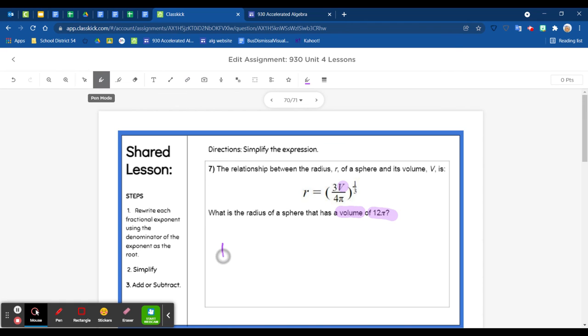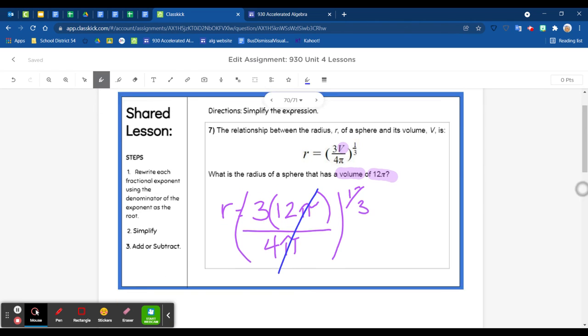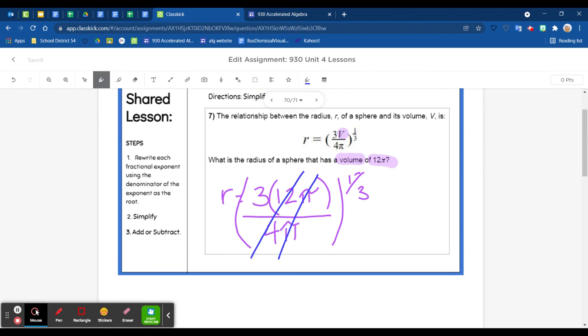So we're going to rewrite the radius. The radius is equal to 3v, but instead of v, now I'm using 12 pi, over 4 pi, all to the power of 1/3. And we're going to simplify this the most that we can. Well, I know that any number divided by itself is going to equal 1. So that means that pi over pi is going to equal 1. I know that 12 over 4 equals 3. So now what I'm really doing is 3 times 3, which is 9, to the power of 1/3.